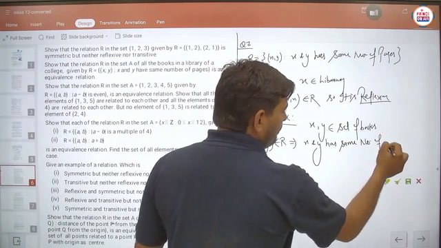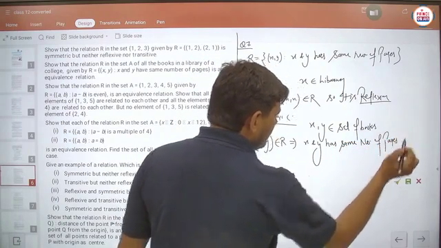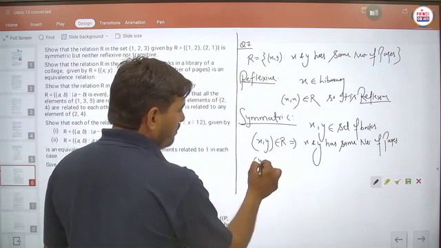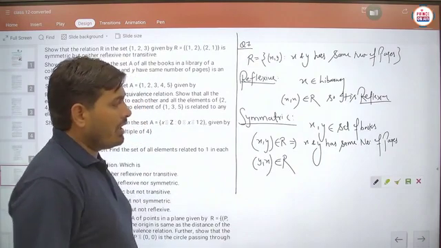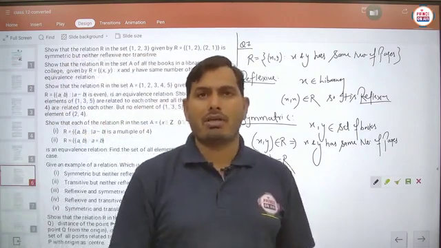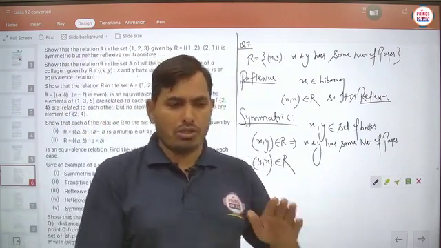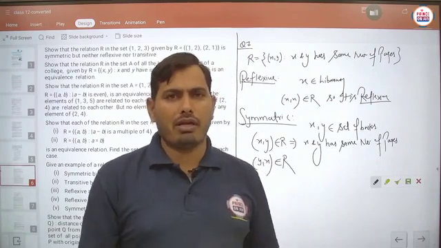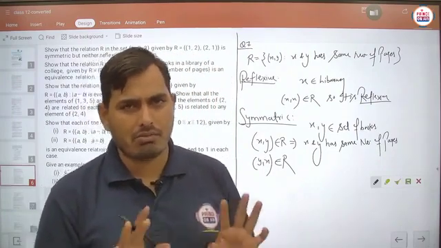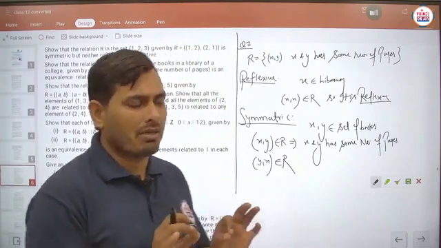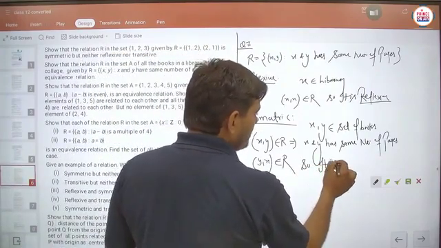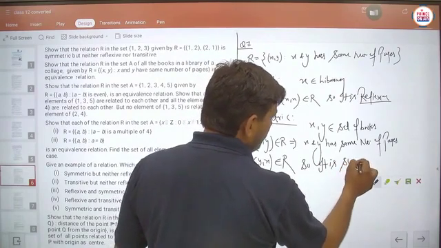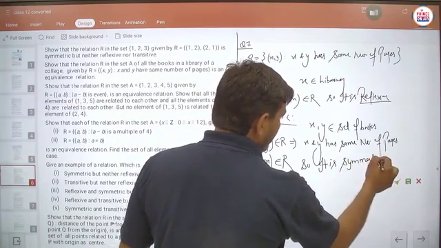Then definitely, students, if we have to check for Y, X, it should belong to R, because if X and Y have the same number of pages, then Y and X, suppose we put this book here and this book here, the number of pages will not change, it will remain the same. So it is symmetric. Always this is said to be symmetric. Is it clear?